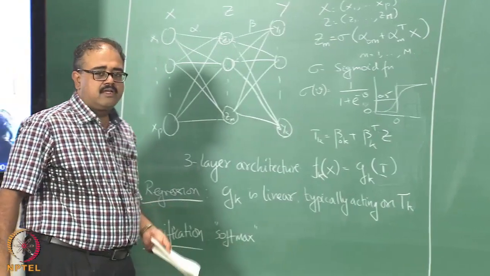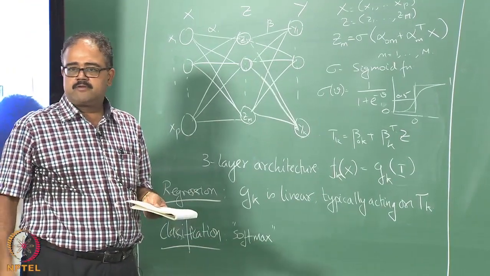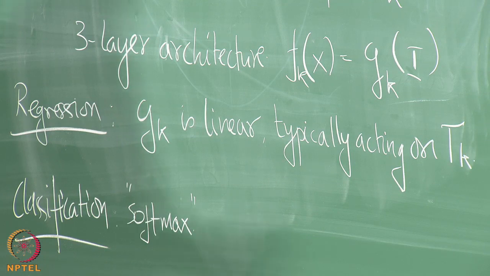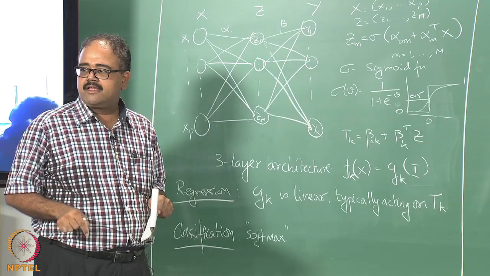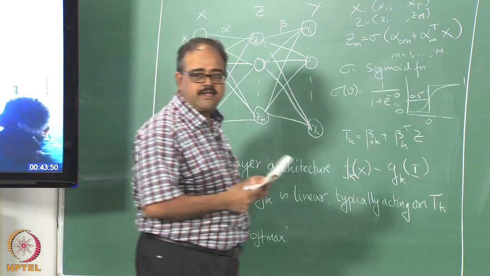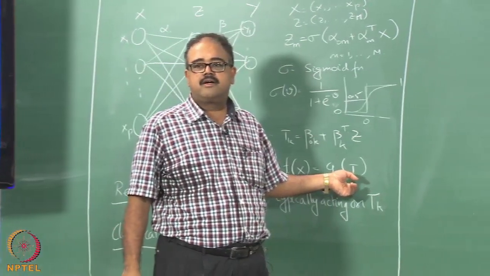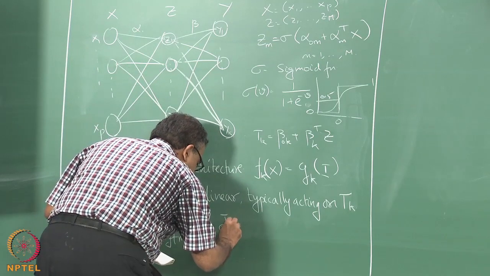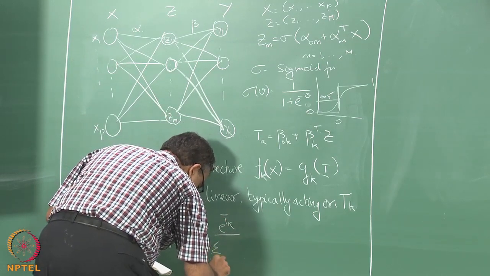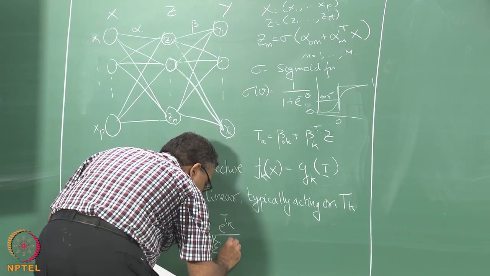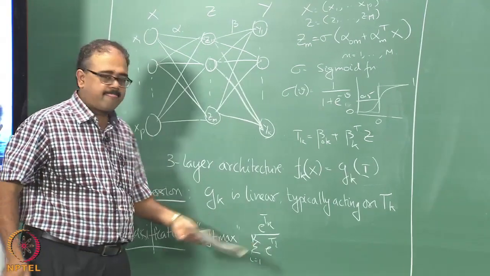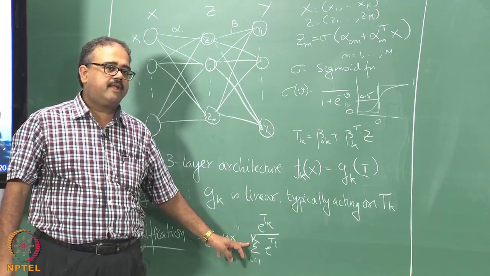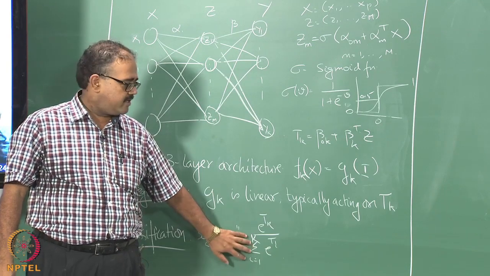For classification, we will do a softmax like we did for logistic regression. So remember that. I need the summation over all the outputs, the summation over all the classes in the denominator, and that is why my GK operates on T. So this will be the softmax: e power Tk divided by the summation of e power Ti. This will be the Gk of T.